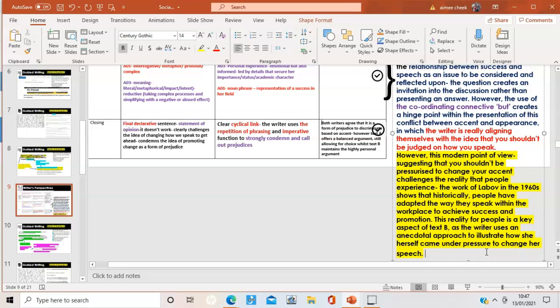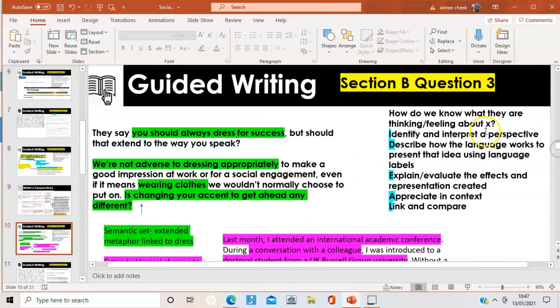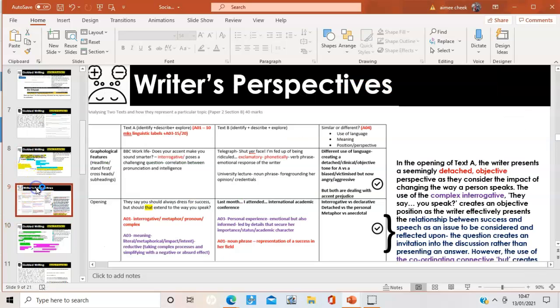There's our link. Then we would go into the next paragraph, and we've already got the ideas there. Can you see? Because you're going to do this now. Last month I attended. So now you could begin text B: the opening of text B establishes an anecdotal approach through the use of the first person pronoun I. So you've got options.